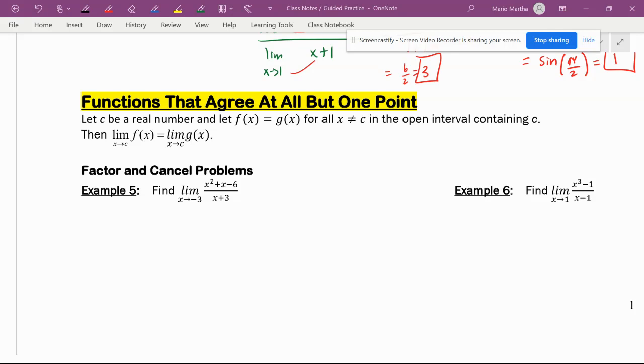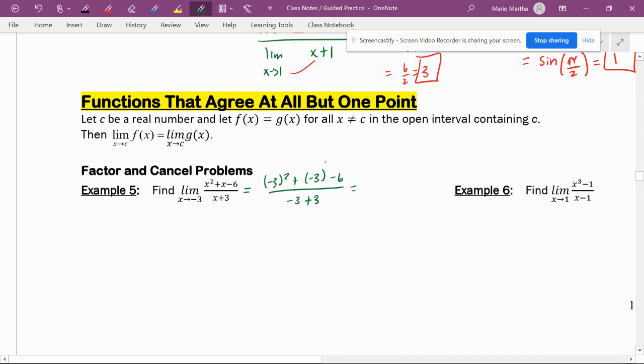In this case, this is what we call a hole that you can fill in a graph. For example, on the first one right here, let's look at example 5. Find the limit as x approaches -3 of (x squared plus x minus 6) over (x plus 3). If I do direct substitution here, I'm going to get (-3 squared plus -3 minus 6) divided by (-3 plus 3).